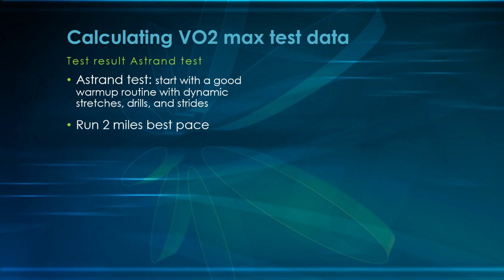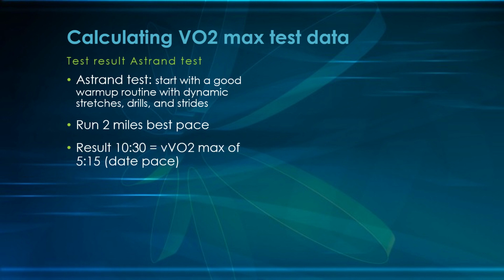You're going to run your 2 miles, best pace, and really emphasize best pace with them because you're going to be using this to set some workout targets for a number of weeks. Tell them to be smart about how they're actually doing it. And just really emphasize that it needs to be their best exhaustive effort.